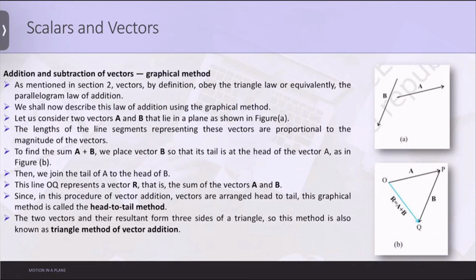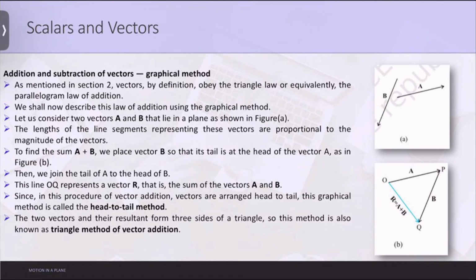Let's move on to the addition and subtraction of vectors. Okay, so now this is a very important topic. Please have a consideration. I will just introduce this topic for now, and then we can understand this in detail in the next lecture of this chapter. So, addition and subtraction of vectors, graphical method.